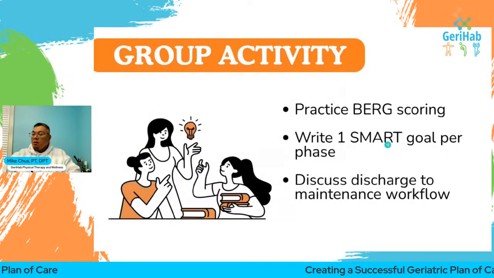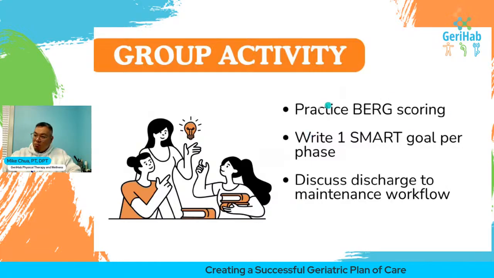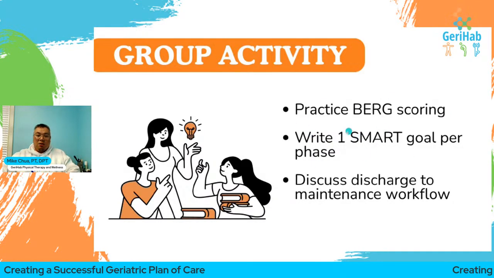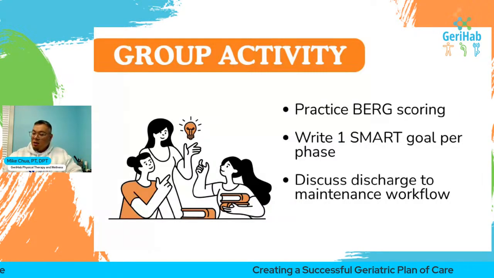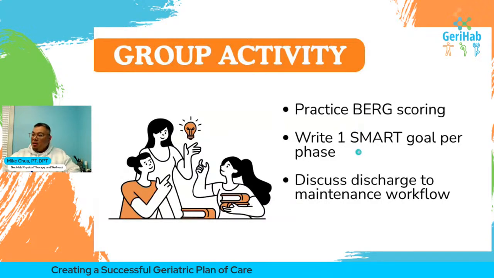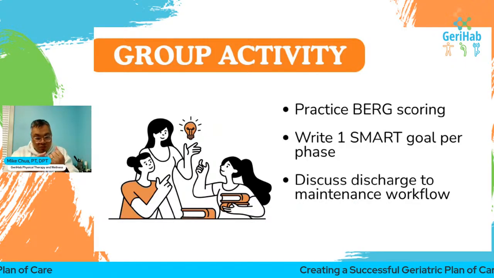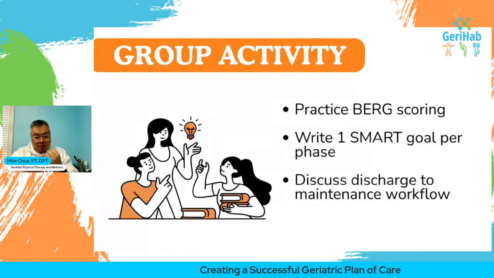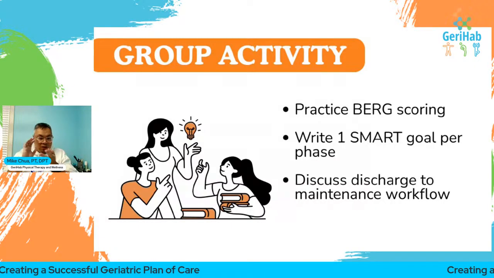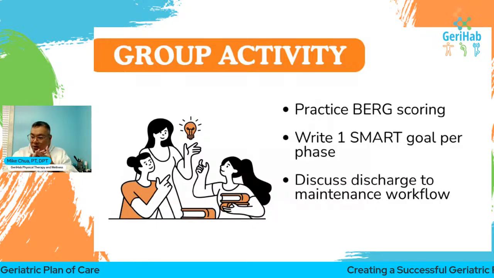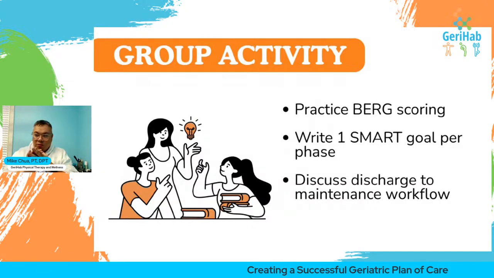Okay, go ahead and practice your verb. Write a smart goal. Right, even though you're a PTA, you need to make sure you're writing a smart goal. Why? Because you need to see if your therapists, your PTs, or OTs are doing a smart goal, right? And then discuss the discharge to maintenance workflow. So once the pain is controlled, both the shoulder and the hip, then you do strengthening, then you do balance, and then you discharge the patient from that case, and you create a maintenance workflow or maintenance program.